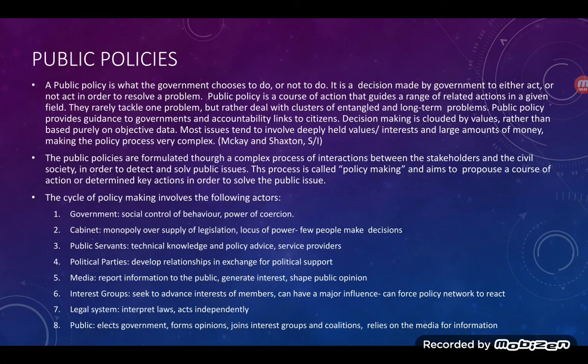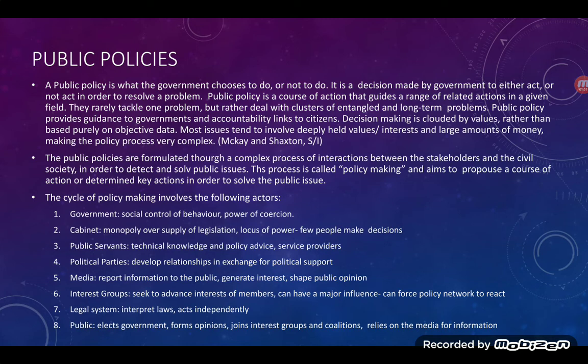In this time, we will talk about the role of public policies, and we will start this discussion giving a definition of a public policy. A public policy is what the government chooses to do or not to do. It is a decision made by government to either act or not act in order to resolve a problem.